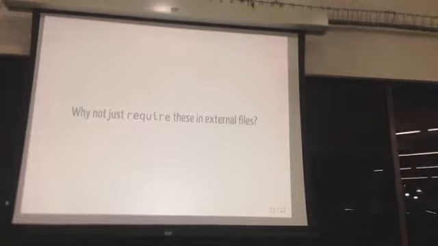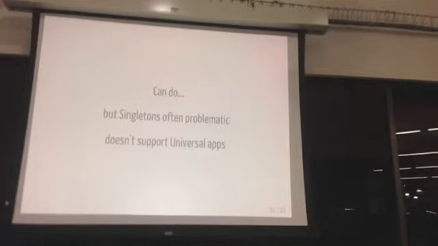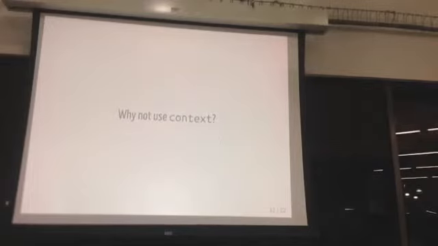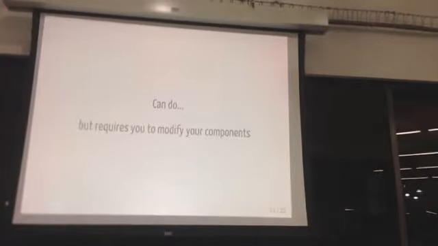So why don't we just require that dependency in an external file? You could do that some of the time, but singletons can be problematic, so it doesn't work with server-side rendering, client-side rendering stuff a lot of the time. Sometimes there are things that you define within a React component that you can't necessarily export and require at a lower tier. Why can't you use context? You can actually. It's not a documented feature of React, but it is available, and that's actually what React Tunnel uses. It requires you to write your components in a specific way, so you have to be aware of it. You have to purposely adopt it, and that's not necessarily bad, but it has trade-offs.